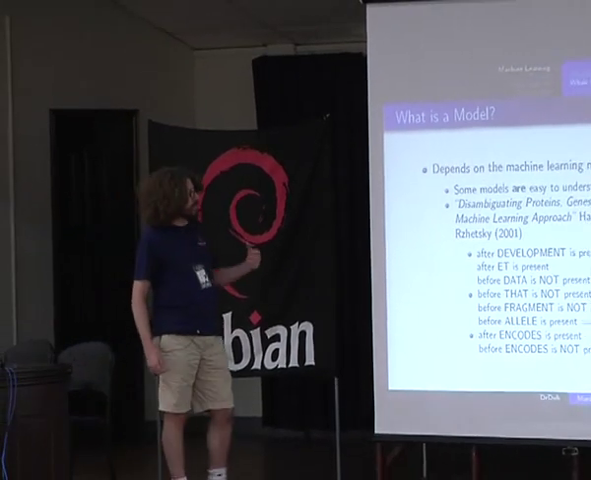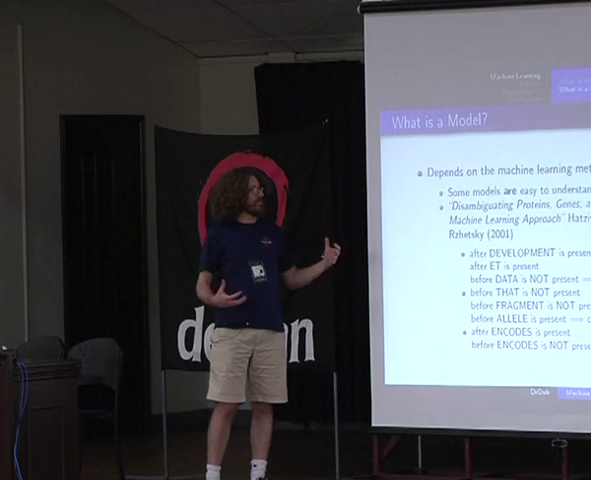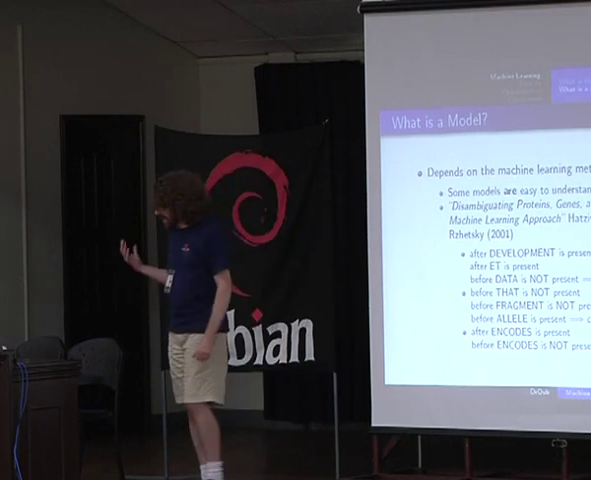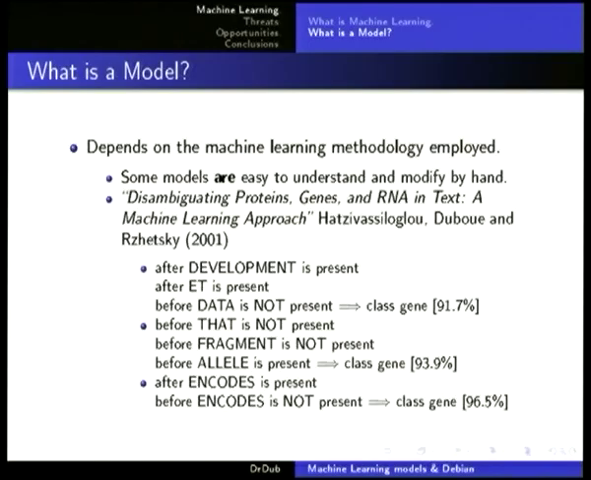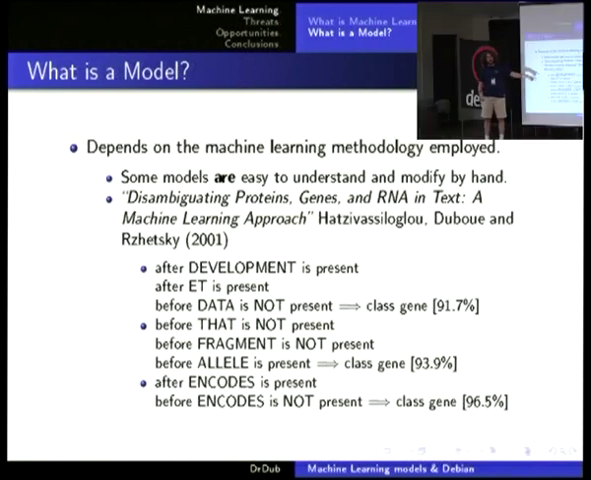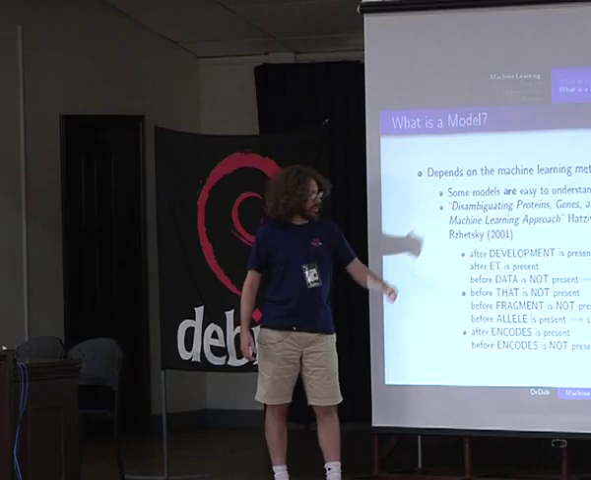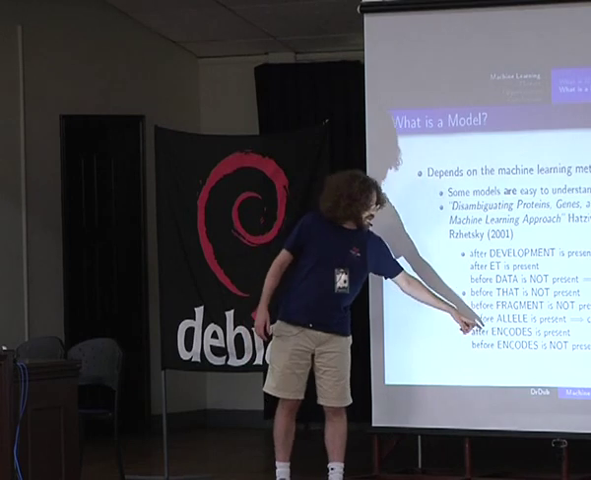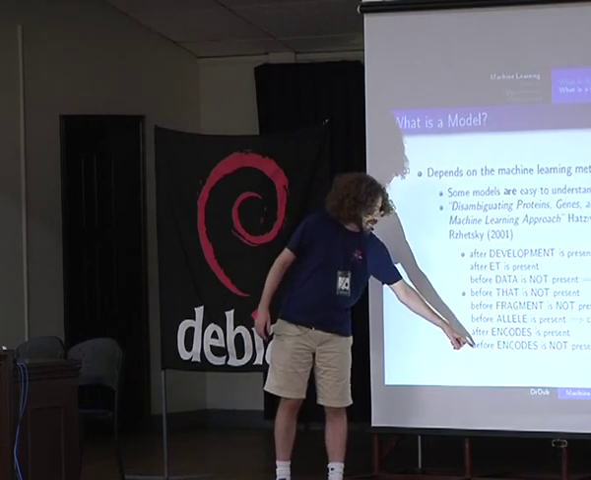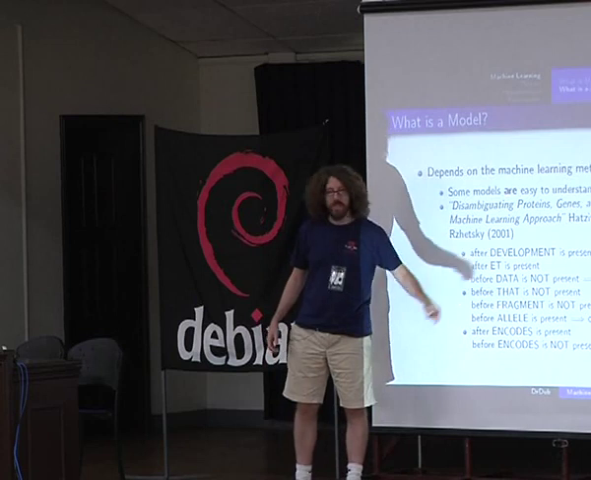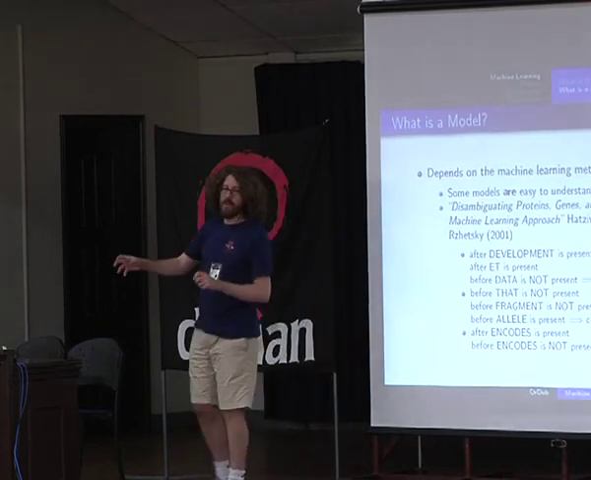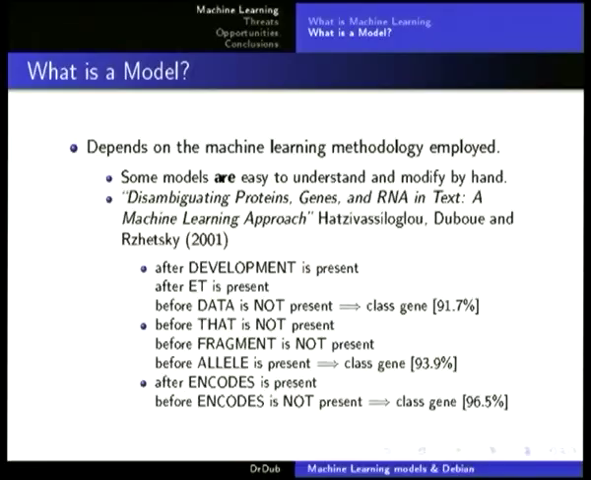And the issue is that some of these models are actually easy to understand and modify by hand. For example, in an earlier work I had, we were doing word sense disambiguation, and we were using an algorithm called C4.5 rules that produces this type of nice looking rules. For example, you say, if the word after the name includes "encodes", and it doesn't include "encodes" before, then most likely it's a gene, because genes encode stuff, while proteins are encoded and things like that.